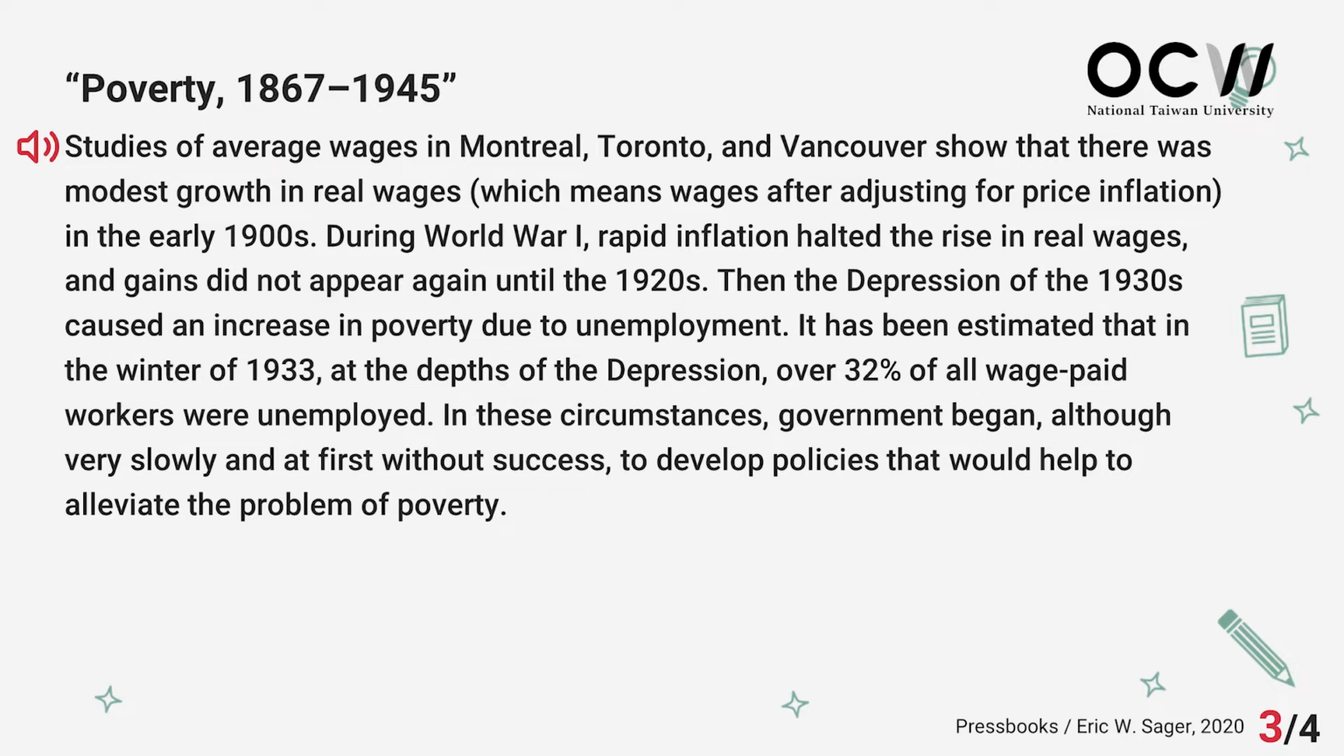Studies of average wages in Montreal, Toronto, and Vancouver show that there was modest growth in real wages, which means wages after adjusting for price inflation, in the early 1900s. During World War I, rapid inflation halted the rise in real wages, and gains did not appear again until the 1920s. Then the Depression of the 1930s caused an increase in poverty due to unemployment. It has been estimated that in the winter of 1933, at the depth of the Depression, over 32% of all wage-paid workers were unemployed. In these circumstances, government began, although very slowly and at first without success, to develop policies that would help to alleviate the problem of poverty.